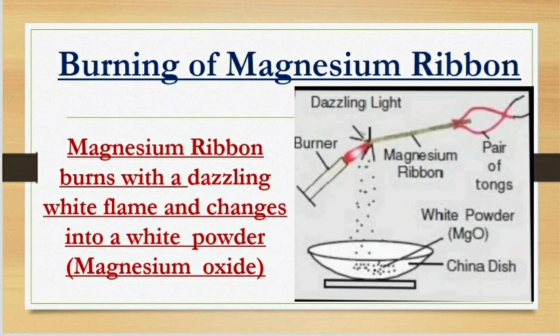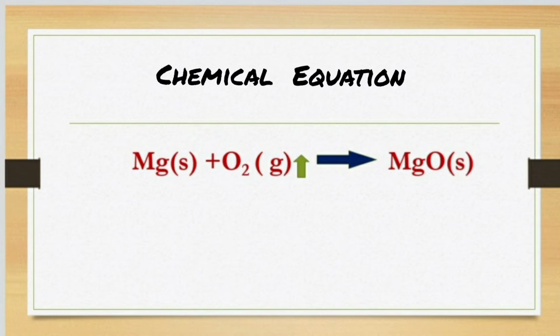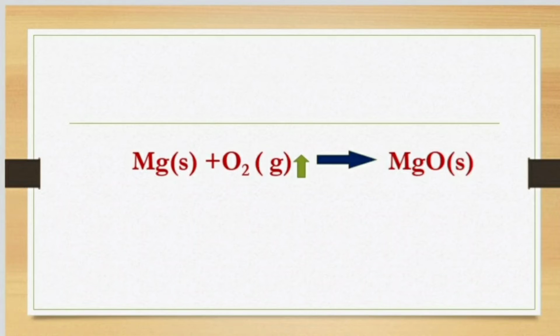Now let's see one activity that is mentioned in your textbook, that is burning of magnesium ribbon. Hold the magnesium ribbon with the help of a pair of tongs. Burn the end of the magnesium ribbon and collect the ash of the burnt ribbon in a china dish. Magnesium ribbon burns with a dazzling white light and changes into a white powder. This white powder is magnesium oxide. It is formed due to the reaction between magnesium and oxygen present in the air. Mg plus O2 gives MgO.